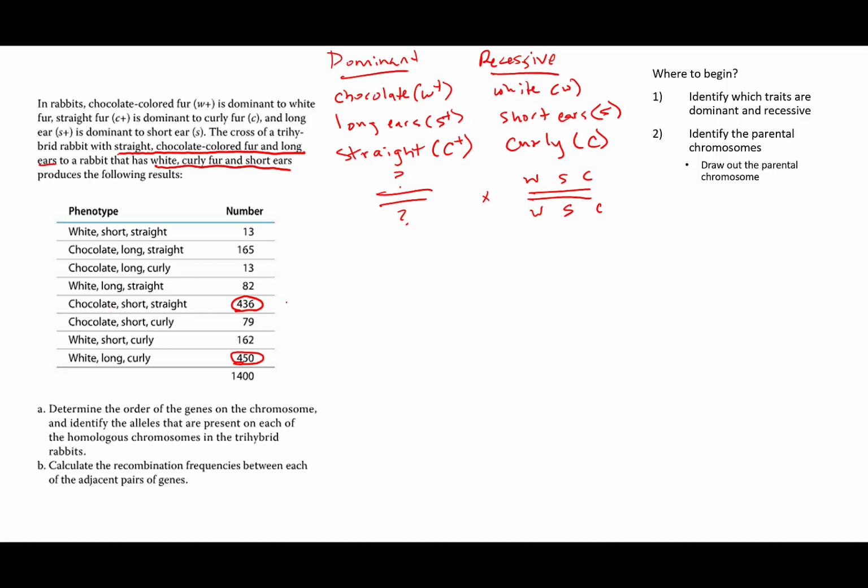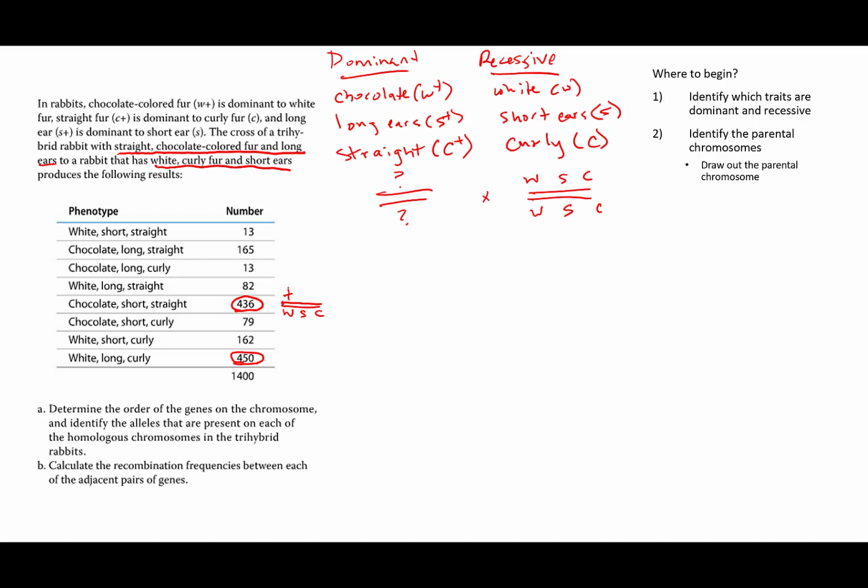So if I draw this out, one of those chromosomes is going to have the 3 recessives, W, S, C. So in order for this individual to be chocolate, again, chocolate is a dominant trait, they're going to be wild type here. They're going to have the dominant allele. I'm just going to put a plus. I could put W plus, but I'm just putting plus to save a little bit of space.